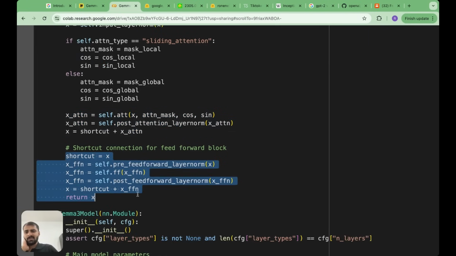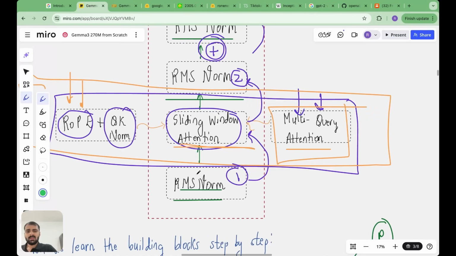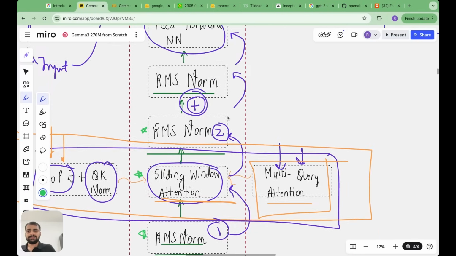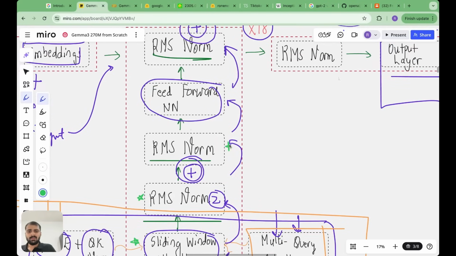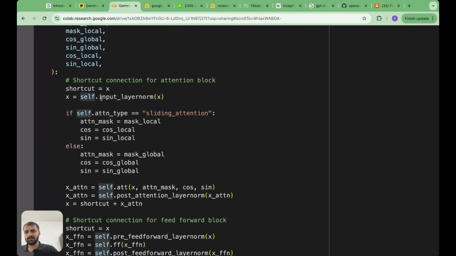And then I come to this path where I have one more shortcut connection. Then I have another layer normalization, the feed forward neural network, then one more RMS norm, and then a shortcut connection. So you can think of it as divided into two steps. In the first, we are implementing the first RMS norm, the sliding window, and the second RMS norm. And in the second, we are implementing this RMS norm, the feed forward neural network, and the second RMS norm. And in the middle, we have the shortcut connections. That's exactly what's being implemented over here.